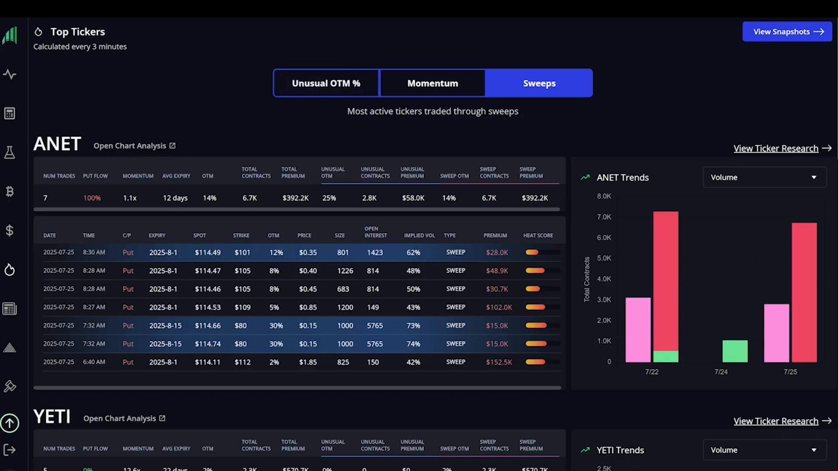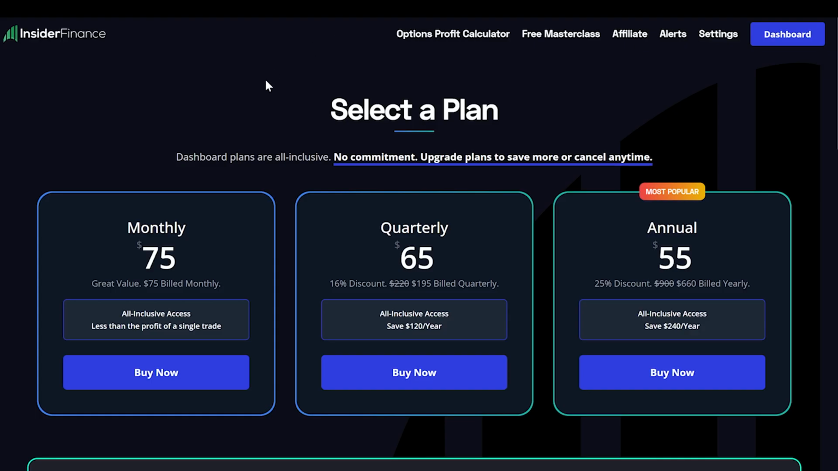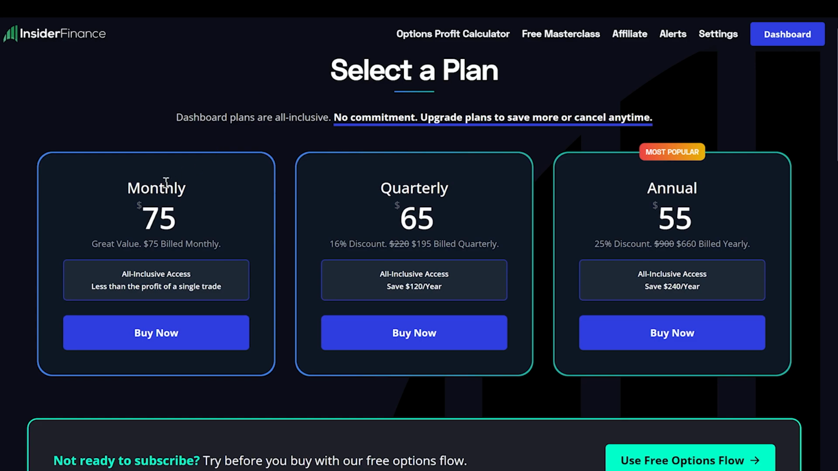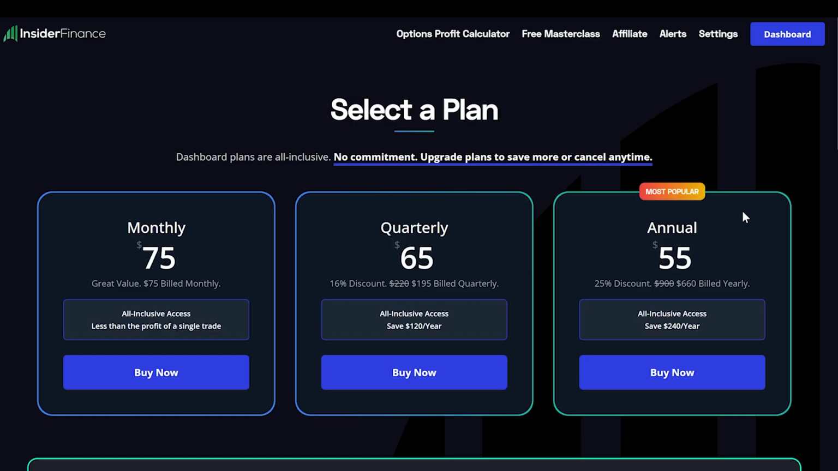It just has a ton of information, and that proprietary heat score lets you know what you should be focusing on. The other thing that I really like about Insider Finance is that it's actually not ultra expensive. So you can choose a monthly, quarterly, or annual plan. And if you choose annually, this comes down to $55 per month. That's a lot cheaper than a lot of unusual options order flow platforms, and I'd expect this to be a lot more expensive considering all of the features that Insider Finance includes.